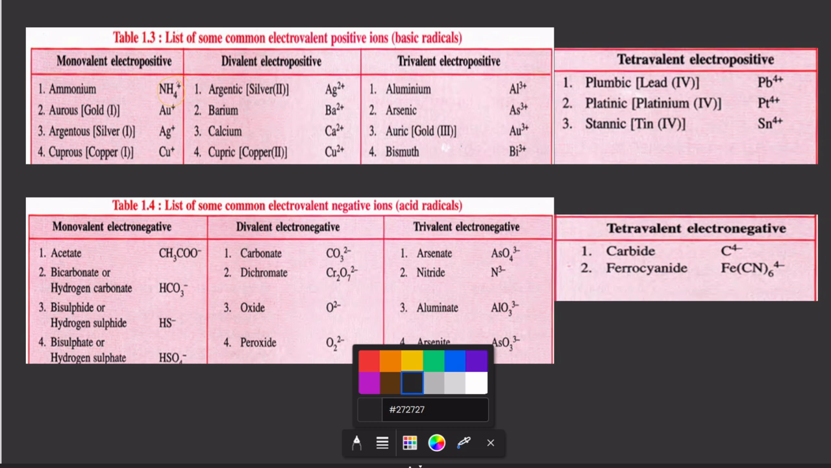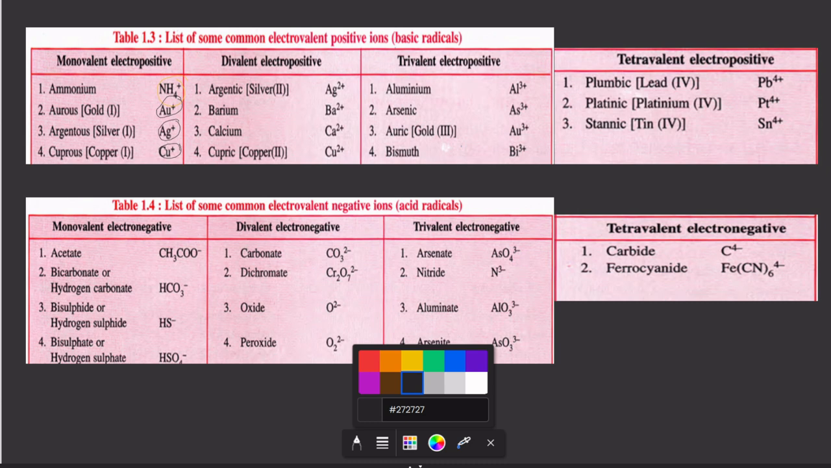Second one is gold, aurous. Third one is silver, argentous, and cuprous, Cu plus. All those have only a plus charge. It means 1 plus. We don't put 1 here. You should remember it has a valency of 1.